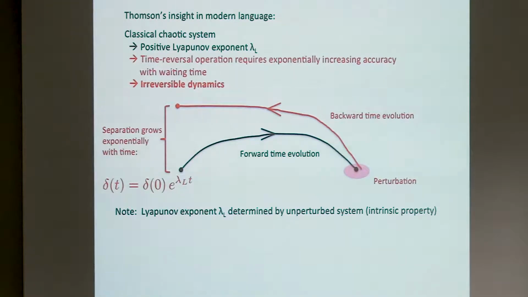And before we move to the quantum system, one observation: this Lyapunov exponent that governs this divergence of trajectories is determined by the unperturbed system. This will become important in the quantum setting. So this is an intrinsic property of the system that drives the time evolution. It's not a property of the perturbation, which makes perturbation theory later very difficult or impossible.